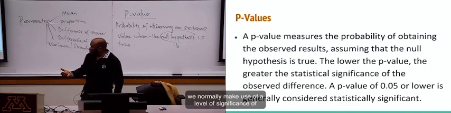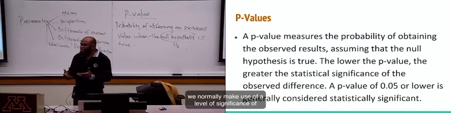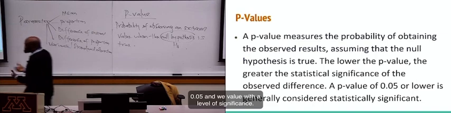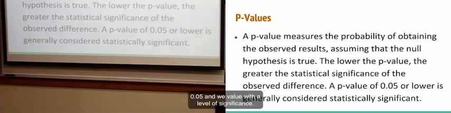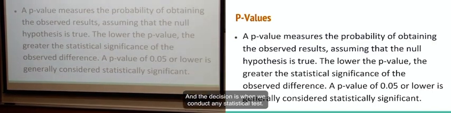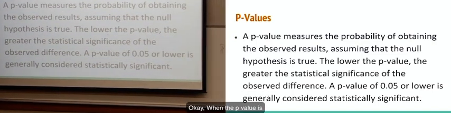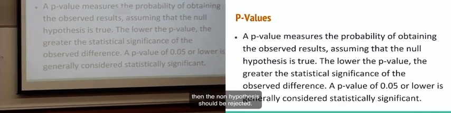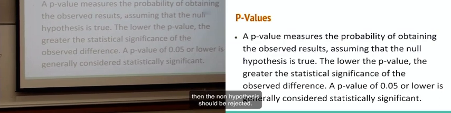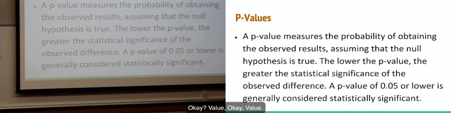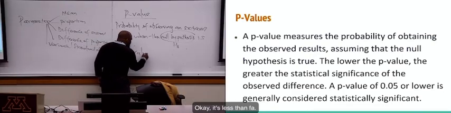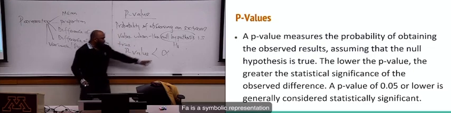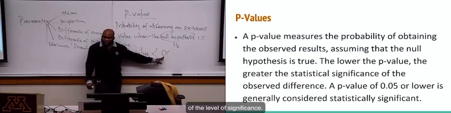Of course, we normally make use of a level of significance of 0.05, and we compare the p-value with the level of significance. The decision, when we conduct any statistical test, is that when the p-value is less than a given level of significance, then the null hypothesis should be rejected. So when the p-value is less than alpha, alpha is a symbolic representation of the level of significance.